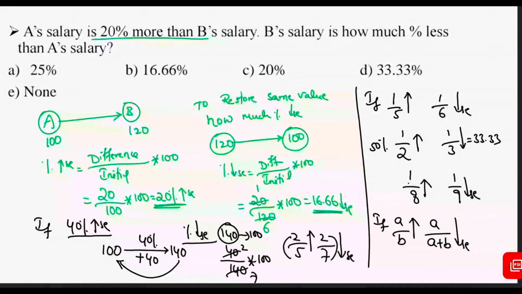20 percent increase, 16.66 percent decrease; 50 percent increase, 33.33 percent decrease; 12.5 increase, 11.11 percent decrease. Okay, in this way we can find it out. Instead of solving each and everything, directly by reading the question, here in this statement 20 percent, 1 by 5 is increased, directly 16.66 percent has to be decreased.